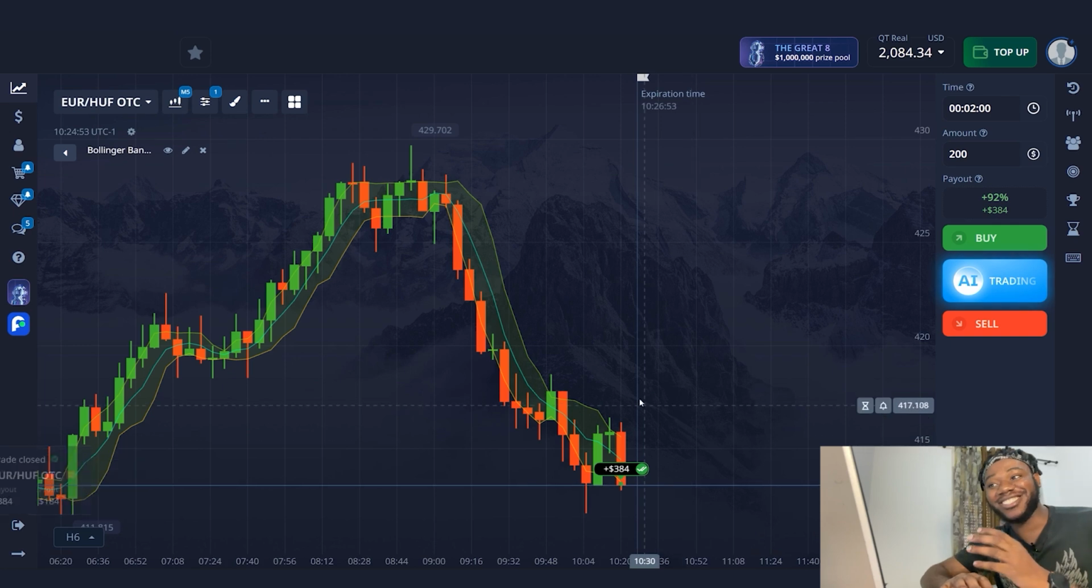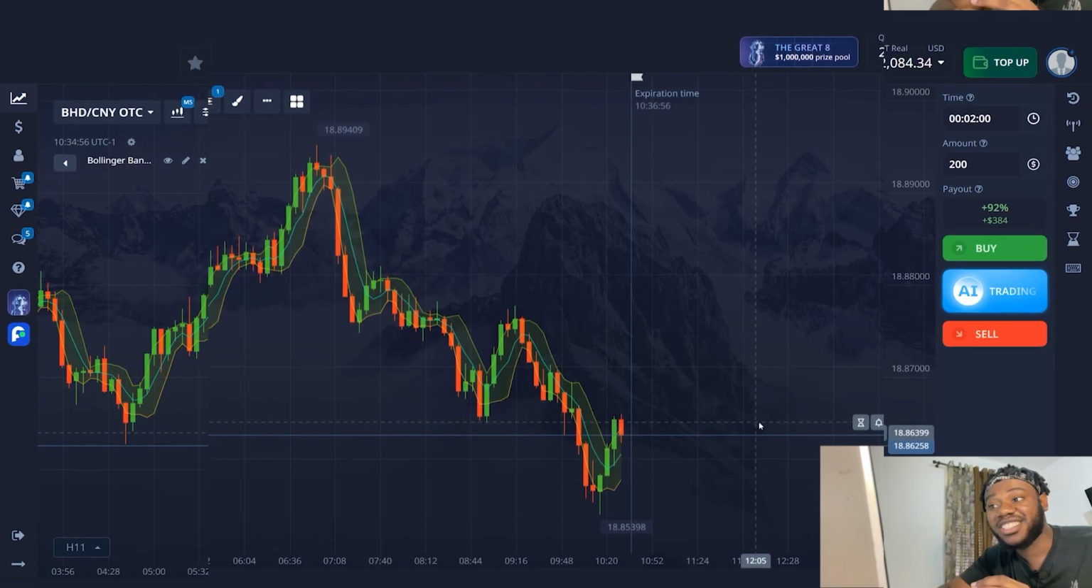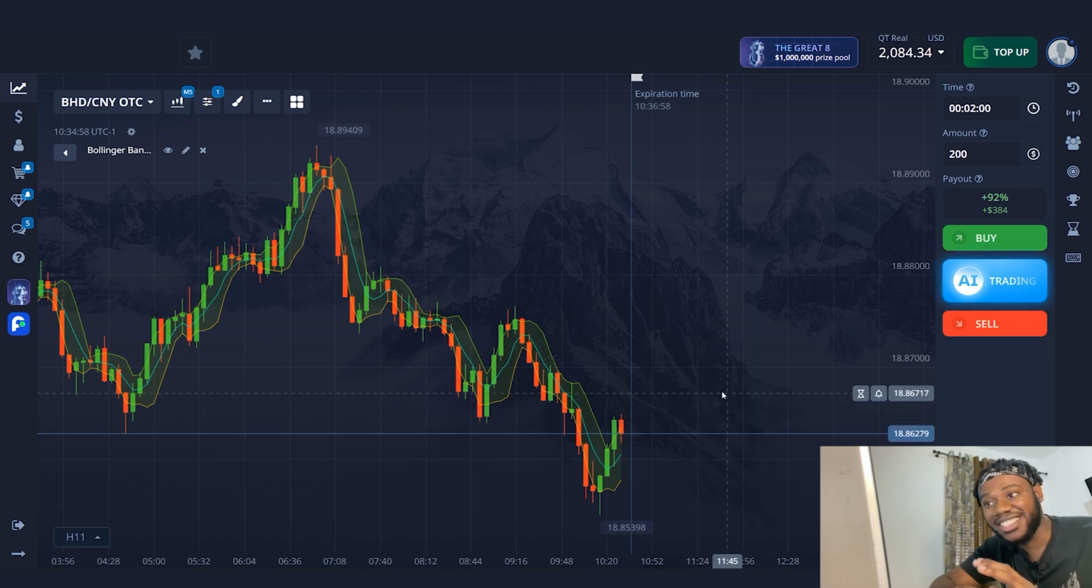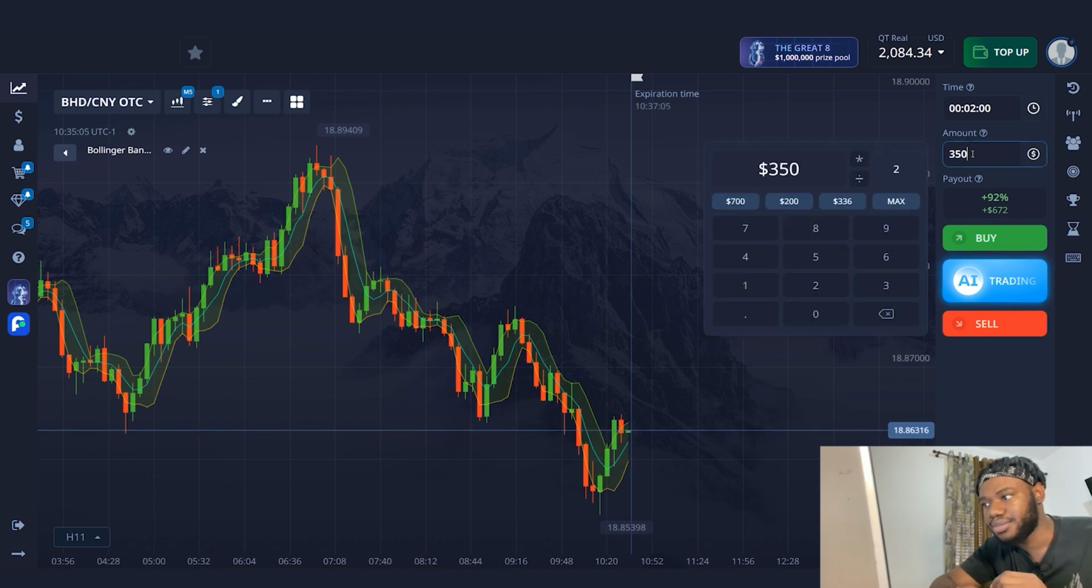Wow, a great start. The first trade is profitable. Now my capital is $2,084. I wouldn't waste any time. There are still a few trades ahead. Interesting chance. Let's try to make a profit in this situation. I am increasing the trade amount to $350. I will open the trade to reduce the price.